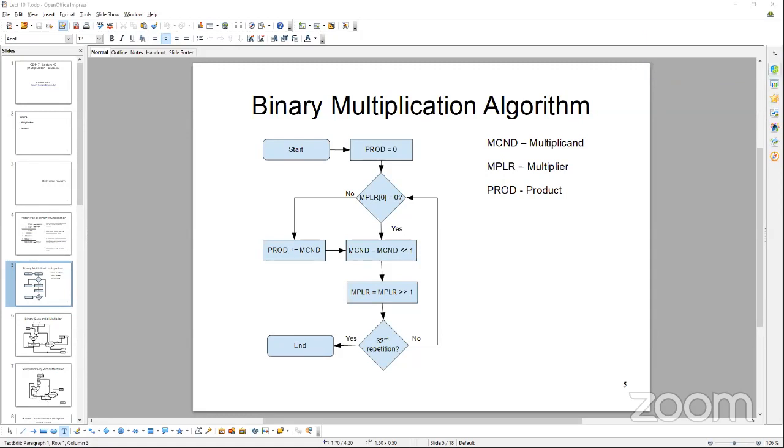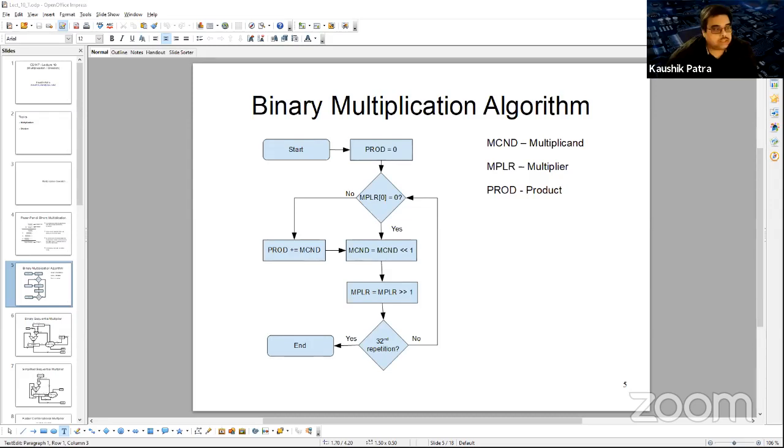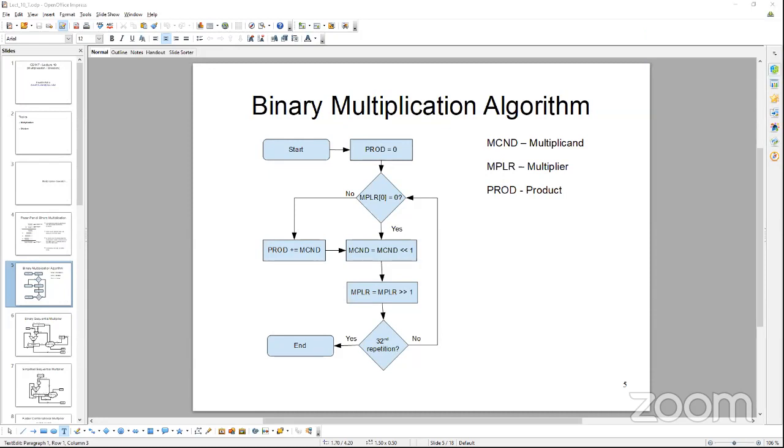So does this only work for 32 repetitions? No, it is general, right? This is not only 32. If you are multiplying a 24-bit quantity in a 24-bit system, then your product register has to be 48-bit, and you still run through it. The 32 repetitions is just because it's a 32-bit system.